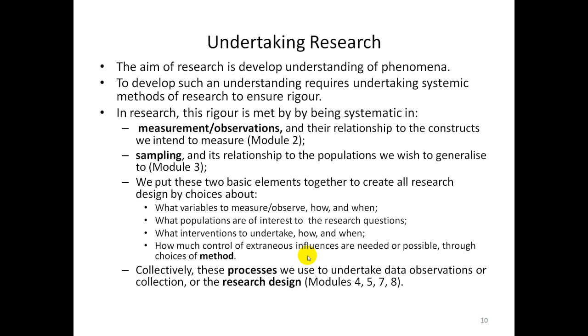Can we do an intervention? Can we control rival hypotheses? Can we control rival explanations? Or if we cannot, how do we take them into consideration? How could we have got Z into our study? And these are choices of method. Experimental design, survey design, case study, interviews, focus groups, whatever the method that we choose to use. Collectively, all of these processes we use to undertake data observation and collection make up research design, and we place them into specific methods in modules 4, 5, 7, and 8.